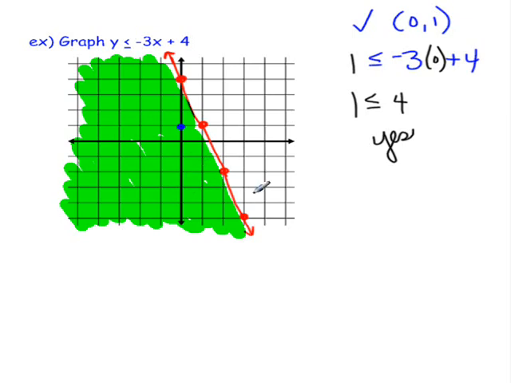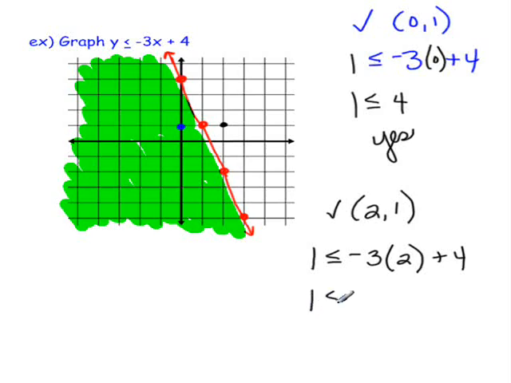Let me show you what happens if you wanted to check the point (2, 1) over here. Let's check (2, 1). So my y-coordinate is 1. That goes over here. My x-coordinate goes right beside the negative 3, in this case, which is 2, plus 4. All right, let's check. Negative 3 times 2 is negative 6. Negative 6 plus 4 is negative 2.